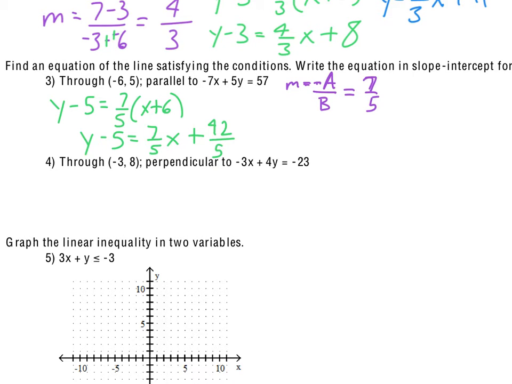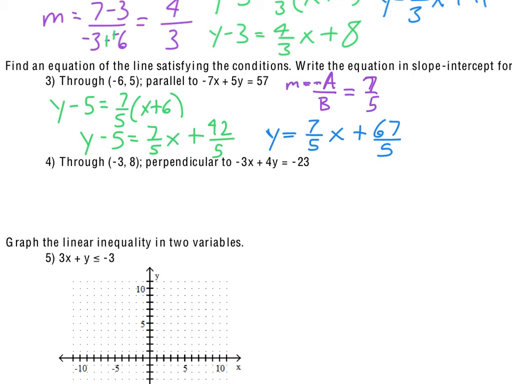We would add the 5 to both sides of that equation, so we get y equals 7/5 x. 5 would be 25/5. Adding 25/5 to 42/5 gives 67/5. Now you could leave it as a fraction. I actually don't mind fifths as decimals because they're all nice terminating decimals, so certainly could use that as well.